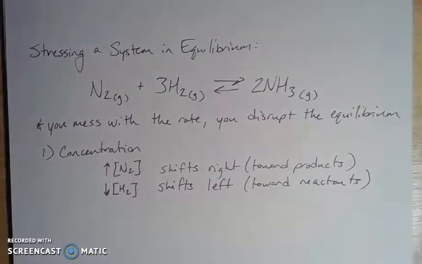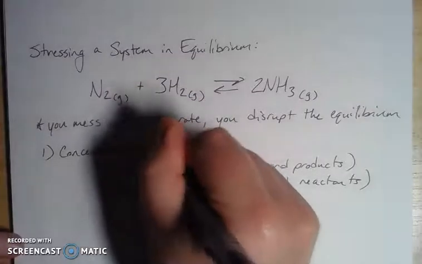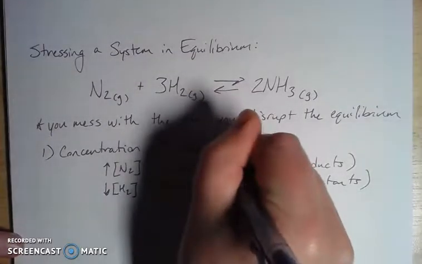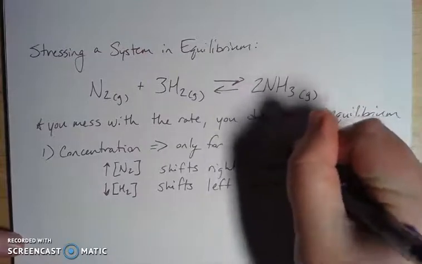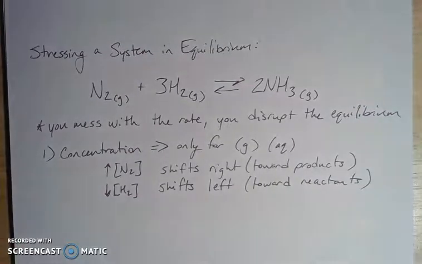Now, just like with our equilibrium constant expressions, if we're thinking about a concentration, the only thing that's going to mess with the concentration is something that actually has a concentration. So this is only going to be for gases, so anything in the gas phase or anything in the aqueous phase, because those are things that we can express as concentrations.